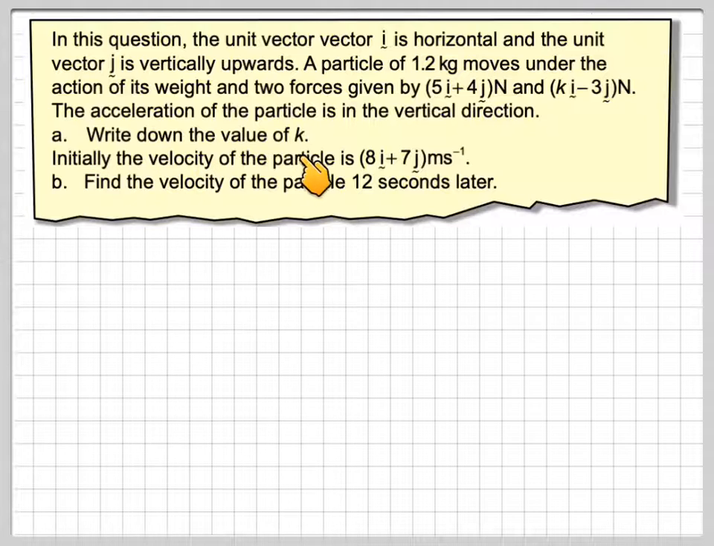A, write down the value of k. And then it says initially the velocity of the particle is 8i plus 7j meters per second. Find the velocity of the particle 12 seconds later.